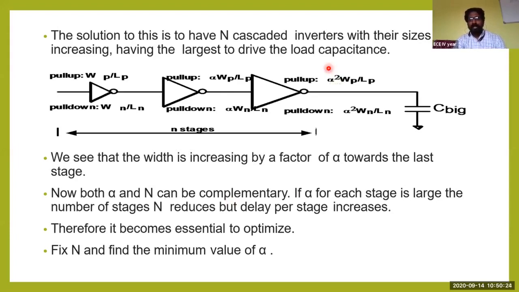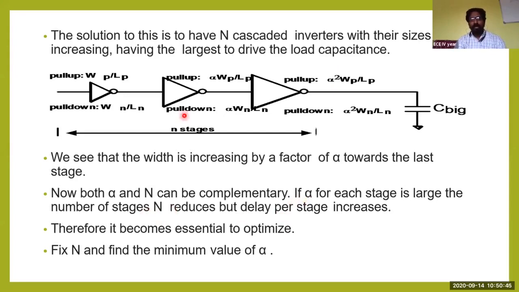If alpha for each stage is large, then the number of devices, N, also reduces, but the delay per stage increases. So as you go on increasing the number of devices, the delay also increases. So now you should take care about this alpha and N here. We should carefully try to design this one.